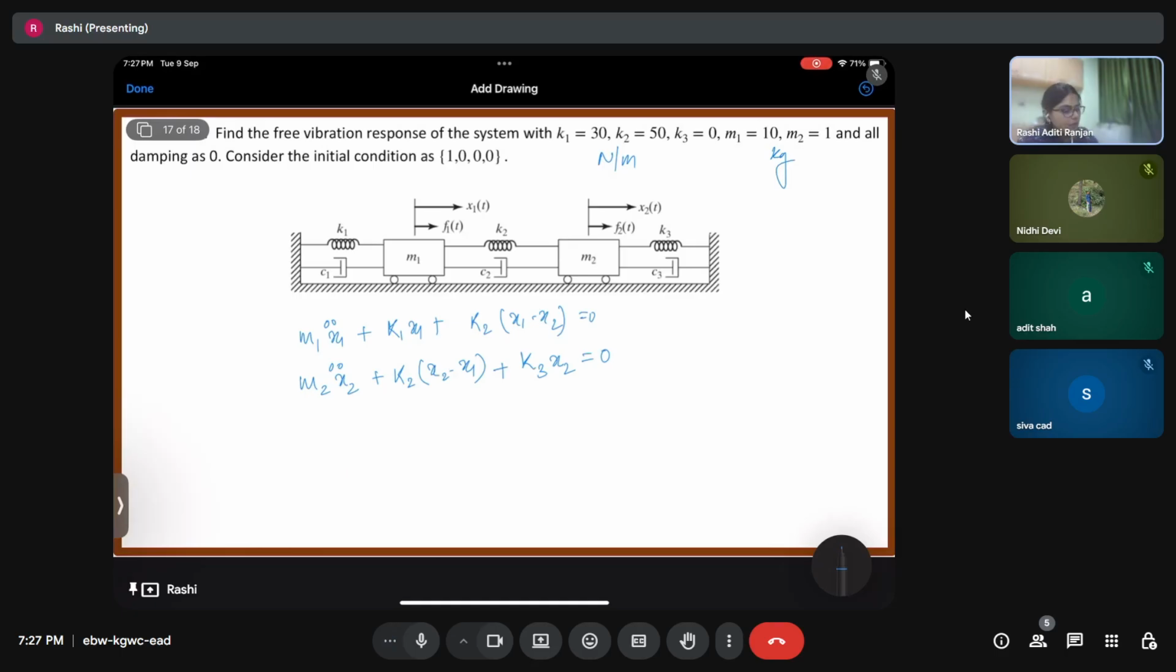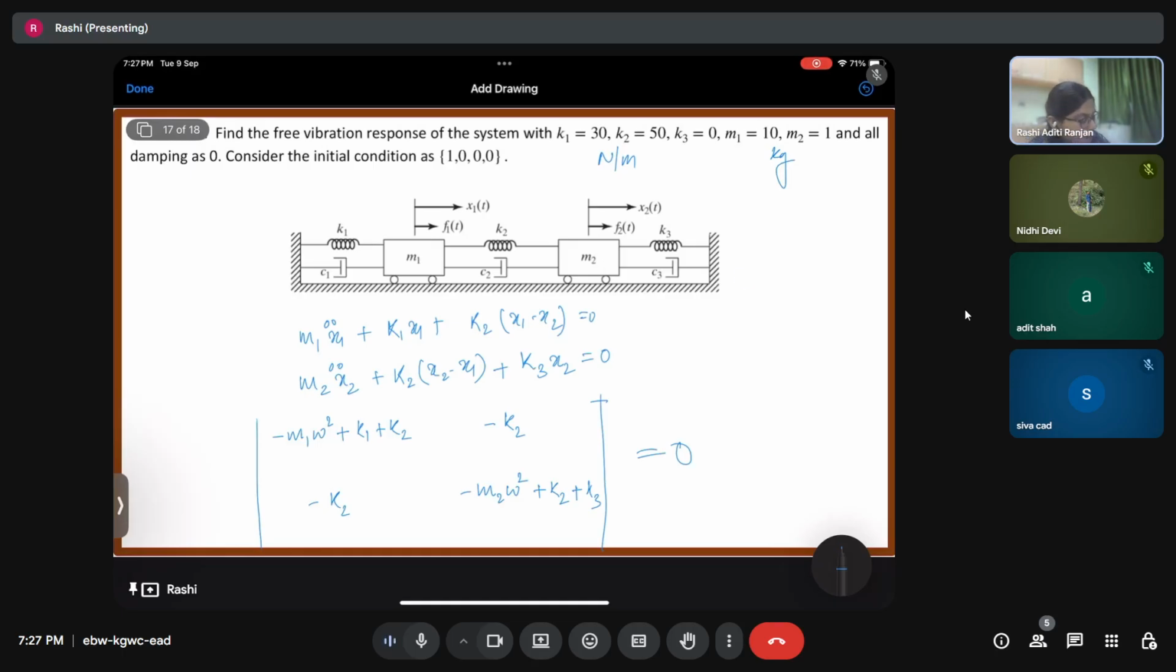Again, assuming the solution, substituting in this equation, and then finding the value of the determinant, we finally get the determinant equation essentially as: minus m1 omega square plus k1 plus k2, minus k2, minus k2, minus m2 omega square plus k2 plus k3. The determinant of this should be equal to 0. Right, we have already done this.